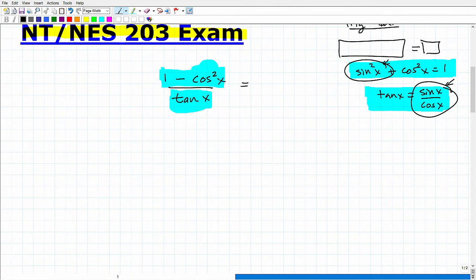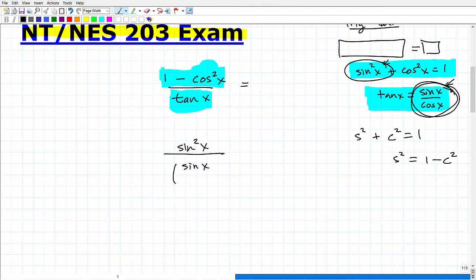So 1 minus cosine squared x. We know that sine squared plus cosine squared is equal to 1. Of course, I'm not writing the whole thing out here, but if I move the cosine squared to the other side, I have sine squared is equal to 1 minus cosine squared. So here I have 1 minus cosine squared x, and that's the same thing as sine squared x over, now I have tangent x, but I know tangent is the same thing as sine x over cosine x. Let's write that there. Sine x over cosine x.